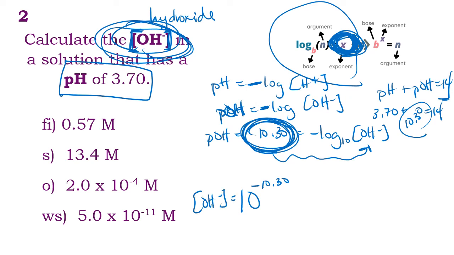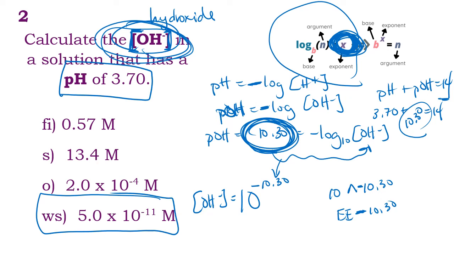This is not a match for any of my answer choices because it's really weird to have decimals in your exponent. But if you get out your calculator and type in 10 raised to the negative 10.3 power, or you can use scientific notation, the EE button, negative 10.3. Make sure you use negative and not minus. Don't use the minus button, use the negative button. You're going to get this answer right here, 5.0 times 10 to the negative 11 molar. Good, good. Let me know what questions you have.